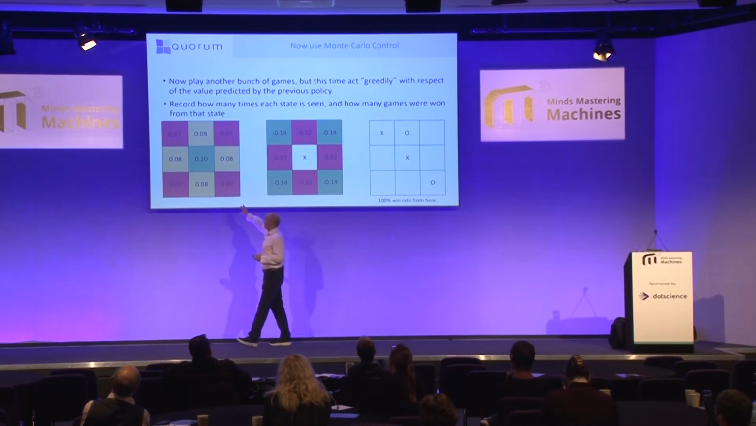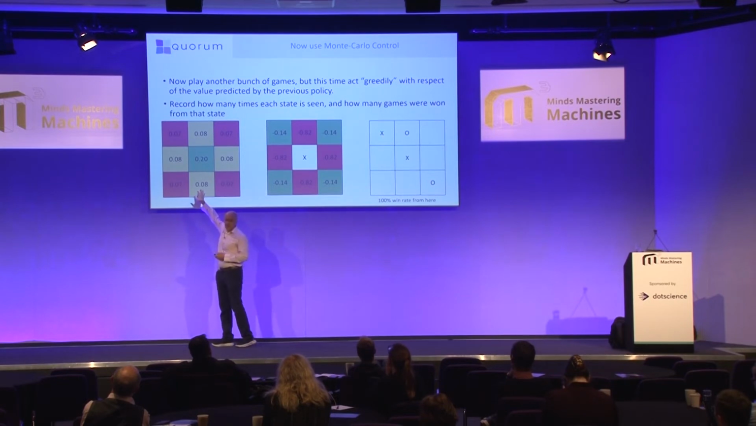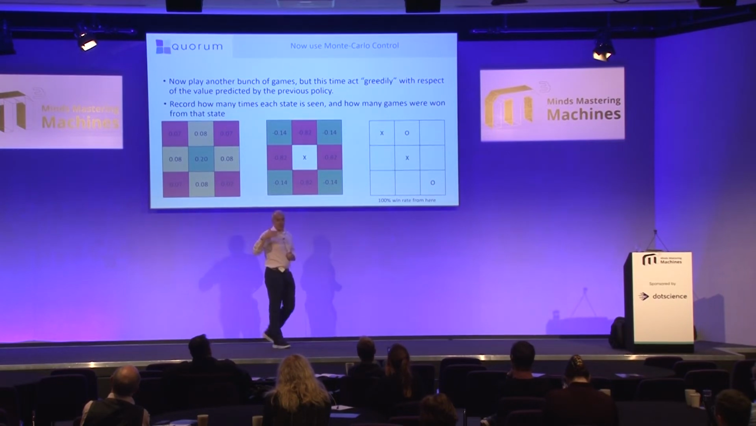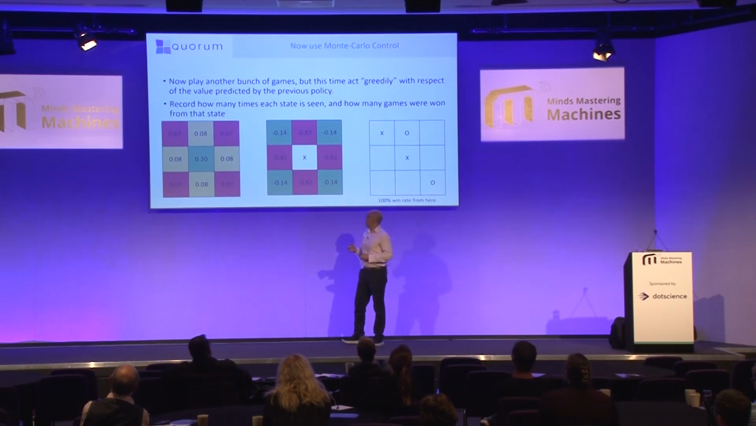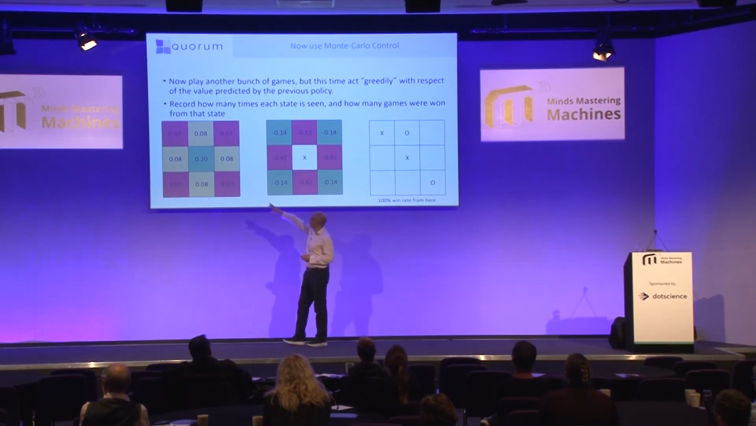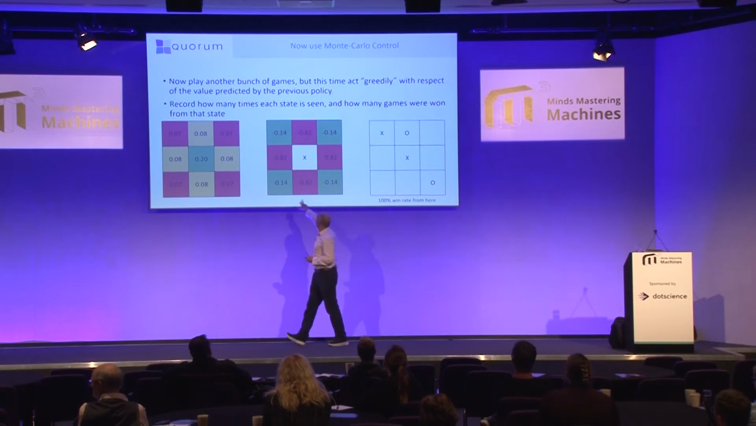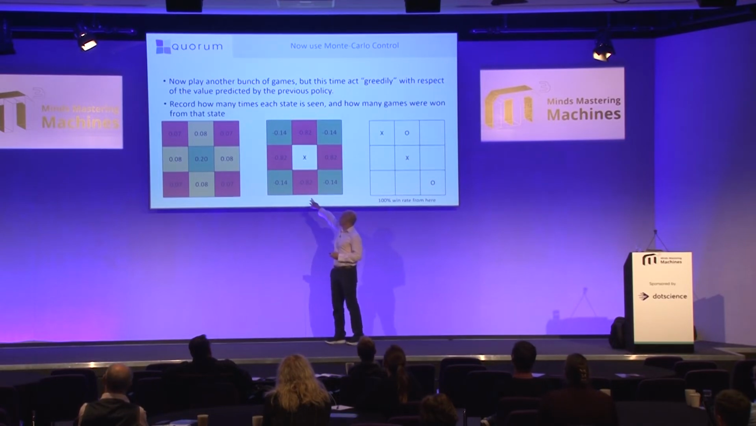And this policy is now showing, well, I'm actually winning far less games because the opponent now knows how to anticipate my moves. But still, the center square is pretty good. And actually, if I then respond on an edge square, I'm going to lose most of the time.